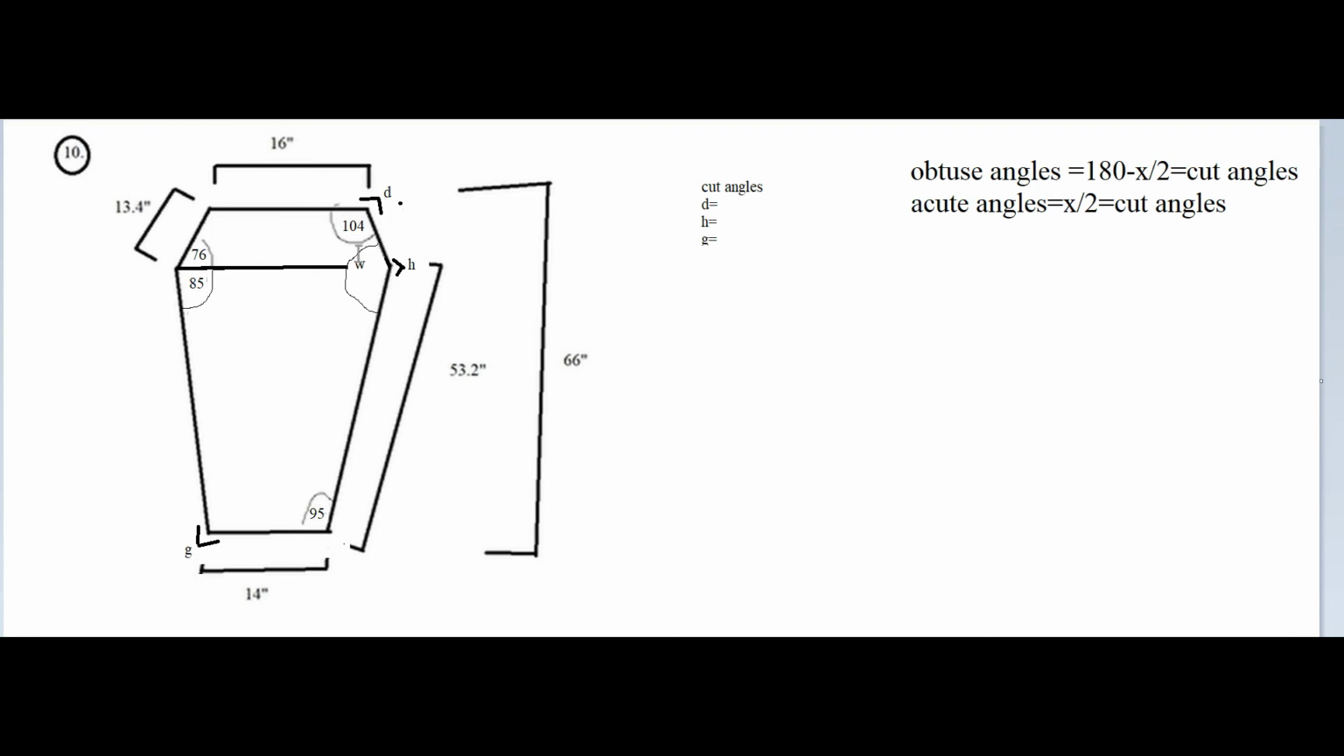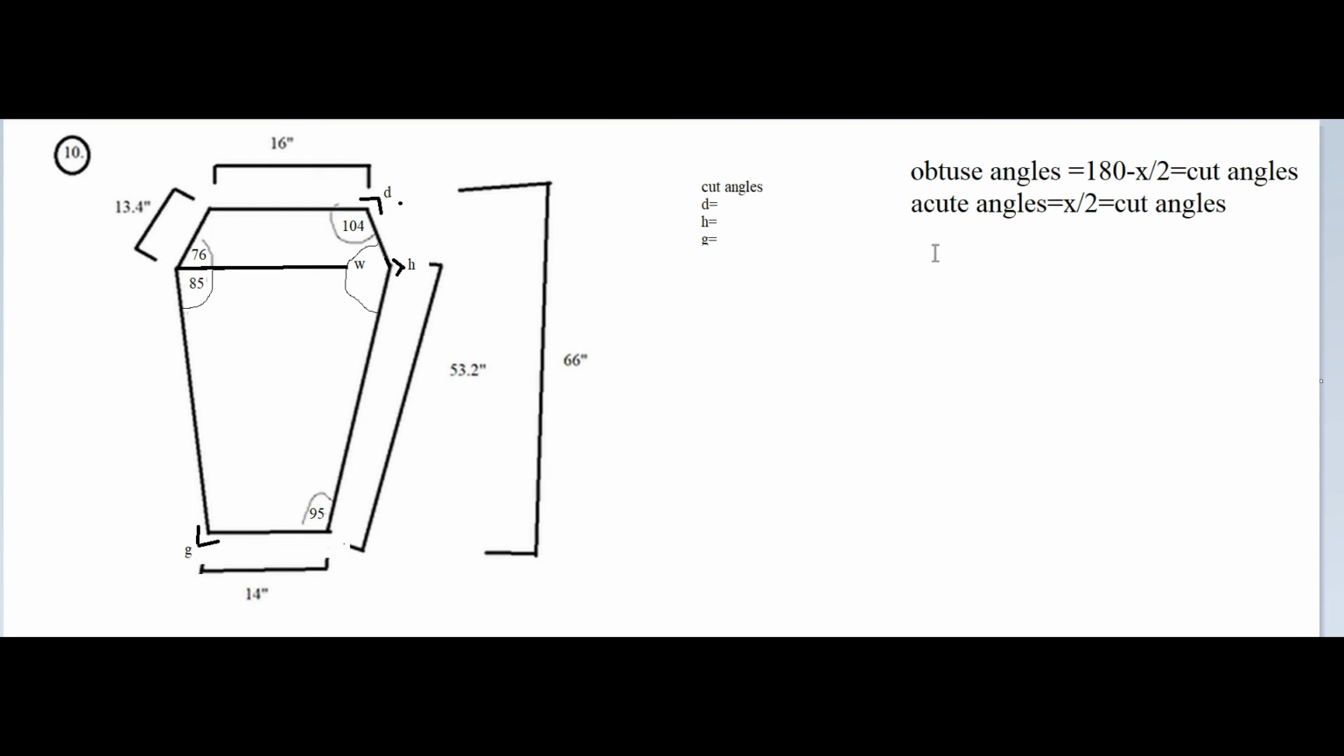So it's 104 degrees right here. You're not going to cut it on a miter saw at 104. What you're actually going to do is use this formula, which is for obtuse angles. You're going to use 180 minus whatever your angle is, divide that by 2, and that'll get you your cut angle. For example, this is 104.